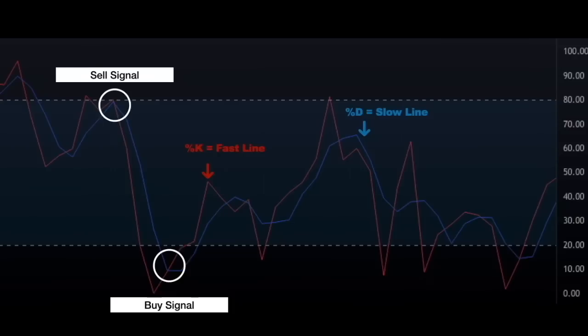The red line is called the percentage K, also known as the fast line, and is more sensitive to price changes. The blue line is called percentage D, also known as the slow line, and is the one that allows you to generate buy or sell signals. Once the indicator arrives in the overbought or oversold area, you have to wait for the red line to cross the blue line in the direction of the new trend, giving us further confirmation. This intersection must be combined with price action analysis, having candlestick closures that confirm the new direction.